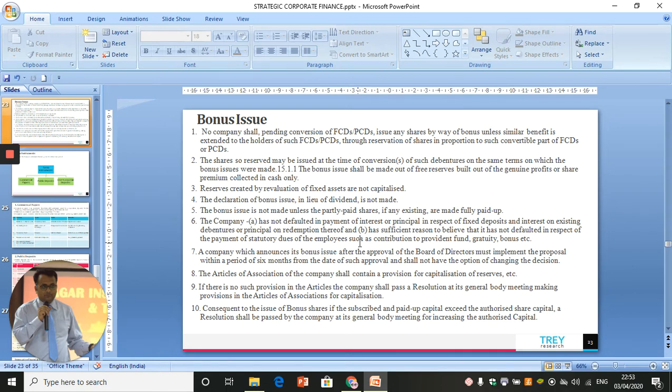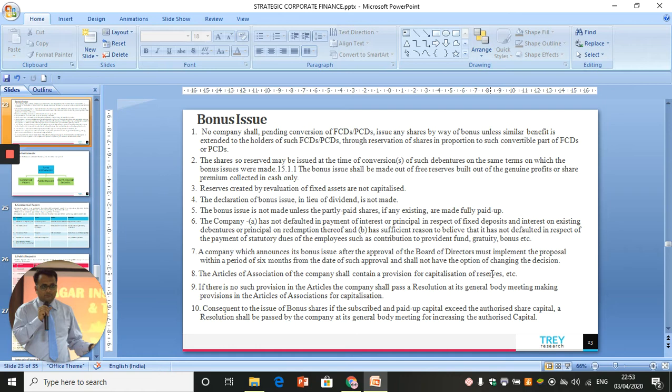The company which announces its bonus issue after approval of the board of directors must implement the proposal within a period of 6 months from the date of such approval, and shall not have the option of changing the decision. So once it is approved by the board of directors, it has to be implemented within 6 months, at any cost. Articles of association shall contain a provision for capitalization of reserves. Now, you cannot issue bonus shares unless and until it is allowed under your articles of association.